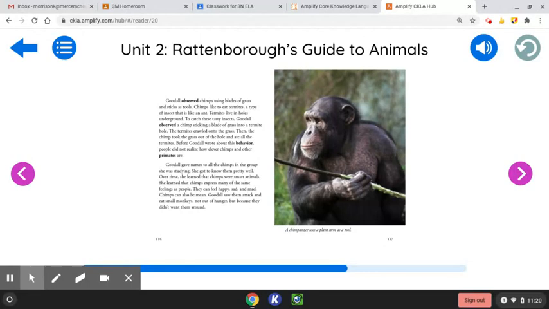Goodall gave names to all the chimps in the group she was studying. She got to know them pretty well. Over time, she learned that chimps were smart animals. She learned that chimps express many of the same feelings as people. They can feel happy, sad, and mad. They can also be mean. Goodall saw them attack and eat small monkeys, not out of hunger, but because they didn't want them around. That's sad. Under the photo, the caption says, "A chimpanzee uses a plant stem as a tool."